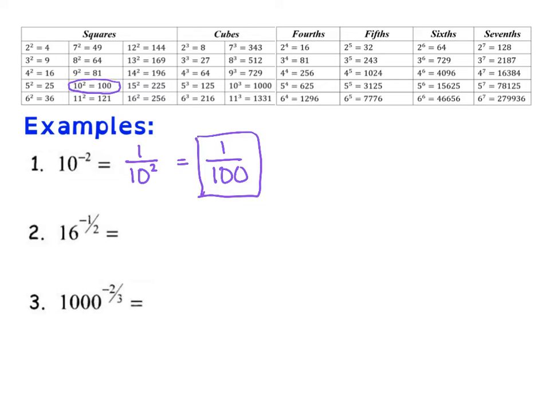In number 2, 16 to the negative 1/2 power. I'm going to start by rewriting it as 1 over 16 to the 1/2 power. But then I can write 16 to the 1/2 power as the square root of 16. So when I look at my squares and find 16, the square root of 16 was 4. So that means the answer to this is really 1 over 4.